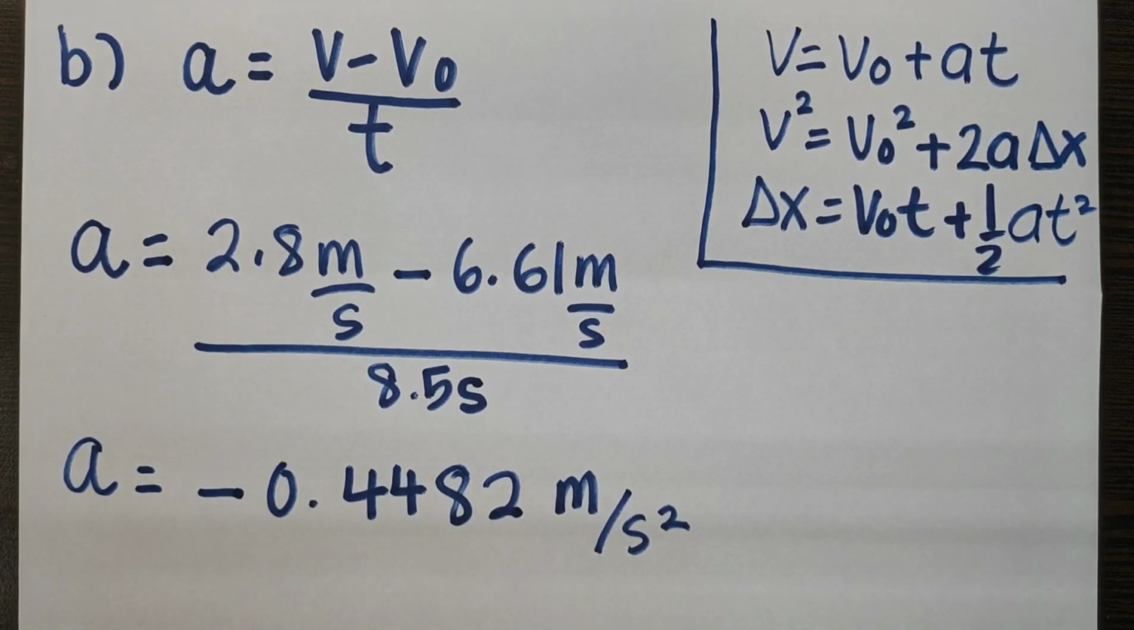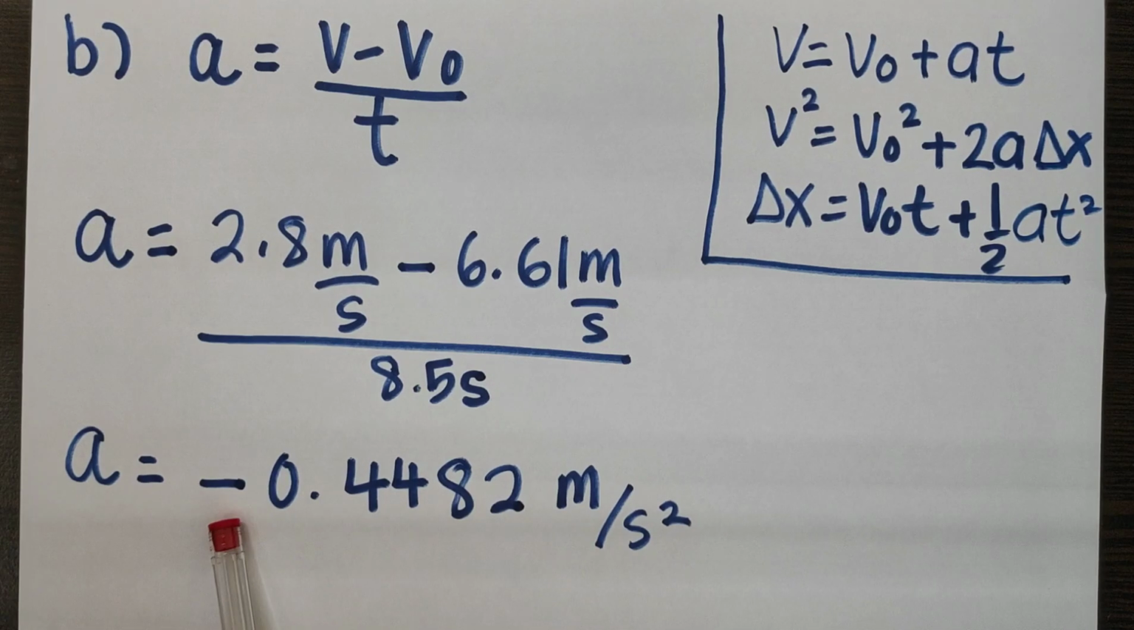The negative sign in your answer indicates that acceleration and velocity are directed in opposite directions, which means that the car is slowing down.